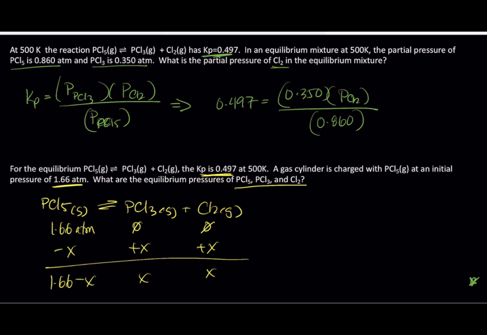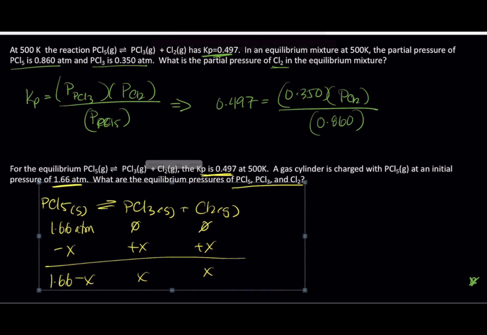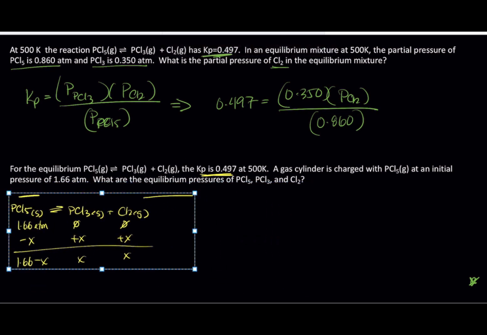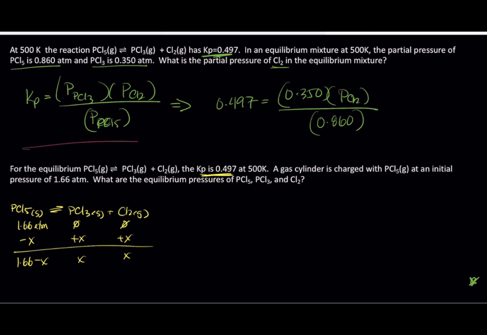And all of this goes into a Kp expression, right? So I don't know why I tried to squish all this in here like that. Let's move this off to the side a little bit. And then we're going to do the next part, which says that we are going to take this and plug it into our Kp. So Kp, and we already have the expression up here. So what we're going to do is set it up. 0.497 is equal to x times x over 1.66 minus x.